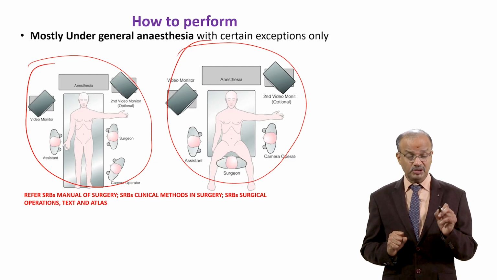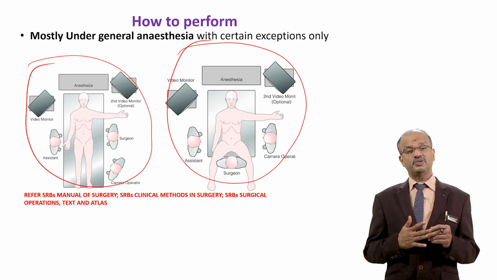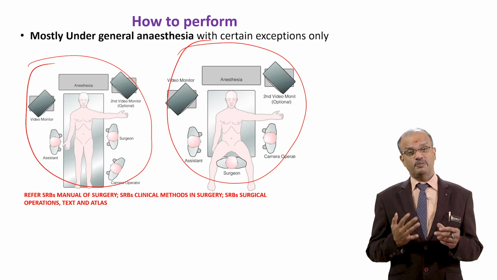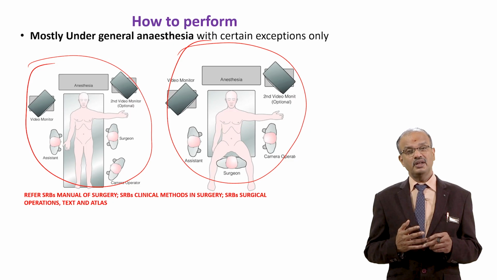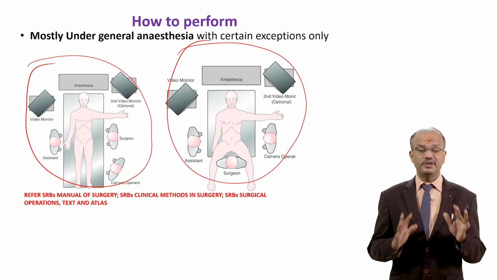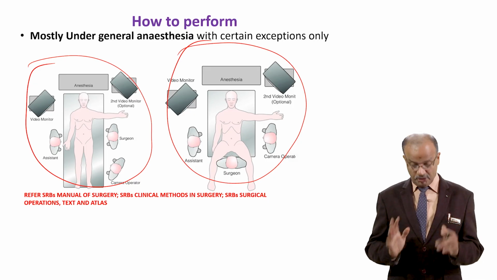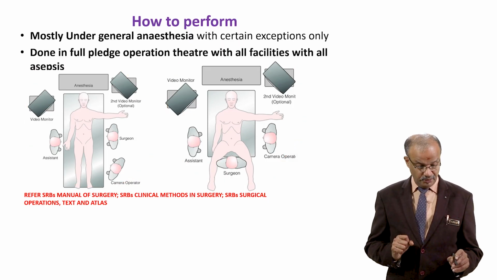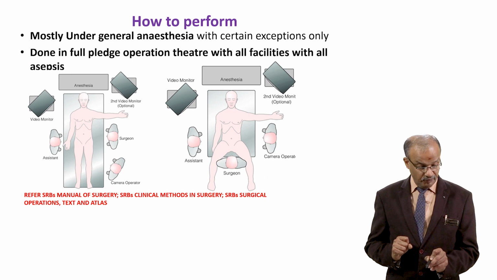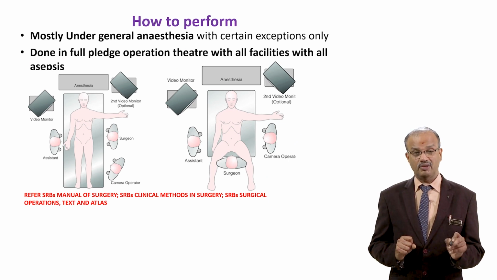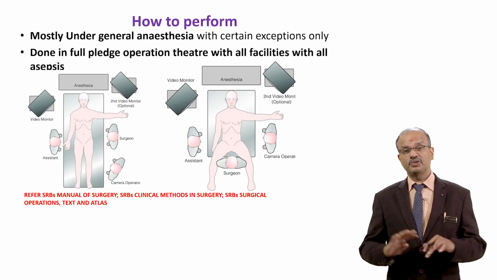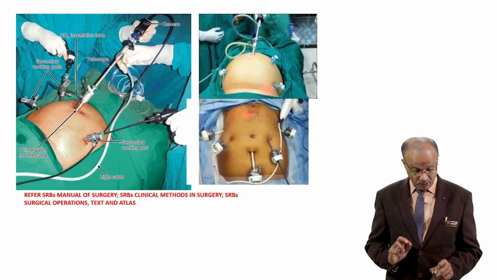So most of the time it is under general anesthesia. Many laparoscopic surgeons now do gallbladder and appendix under spinal anesthesia or epidural anesthesia. But ideally, textbook-wise, GA is a must for all laparoscopic surgery, remember. It should be done in a full-fledged operation theatre with all facilities, with all asepsis. You should not do it in an uncomfortable OT at all, with everything available. That's the important point.